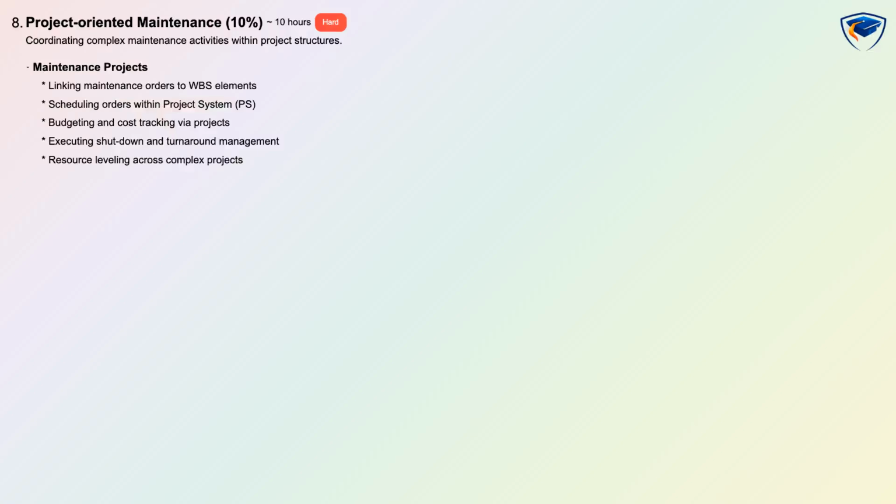Project-oriented maintenance is 10% and explains coordinating complex maintenance under project structures. This hard domain requires roughly 10 hours and is scenario-based to reflect real projects.